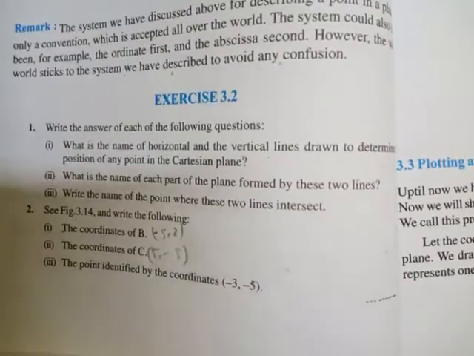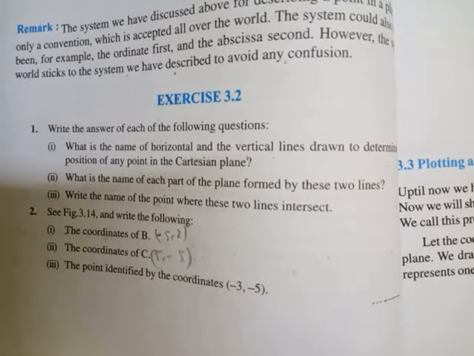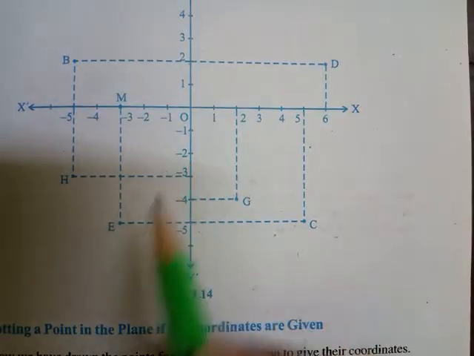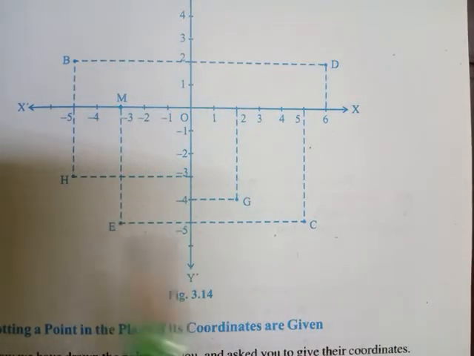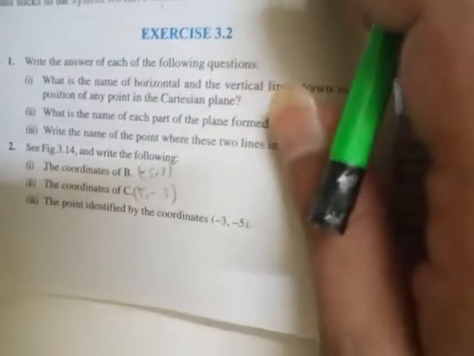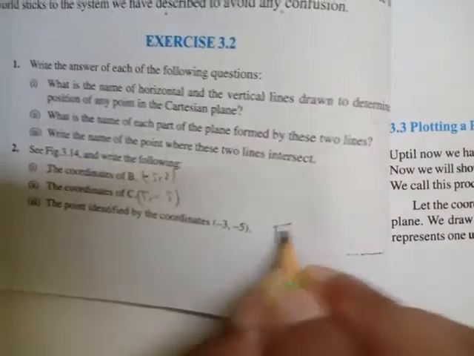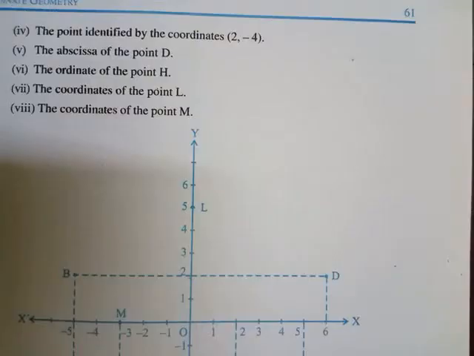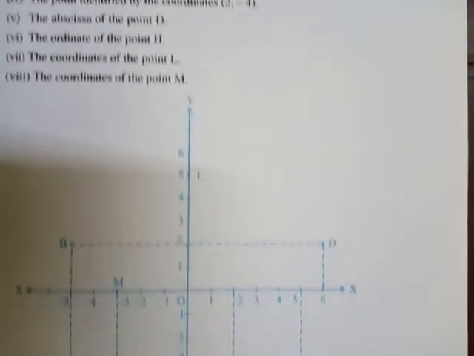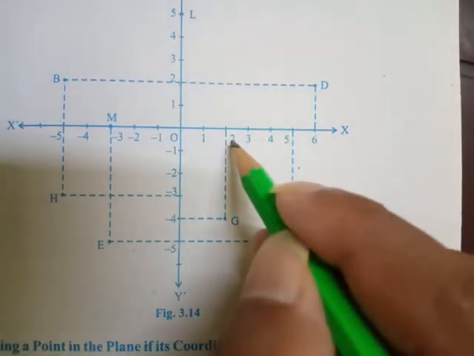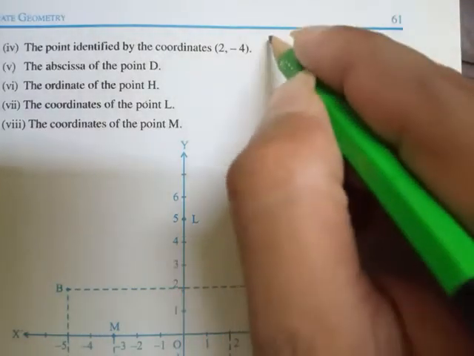Now look, the point identified by the coordinate -3 and -5. Let's have a look at the diagram. There is -3 and -5. Which point is there? E. So the answer is E. Next one, the point identified by the coordinate 2, -4. Now let's have a look, 2 and -4. What is the point here? G. So the answer is G only.